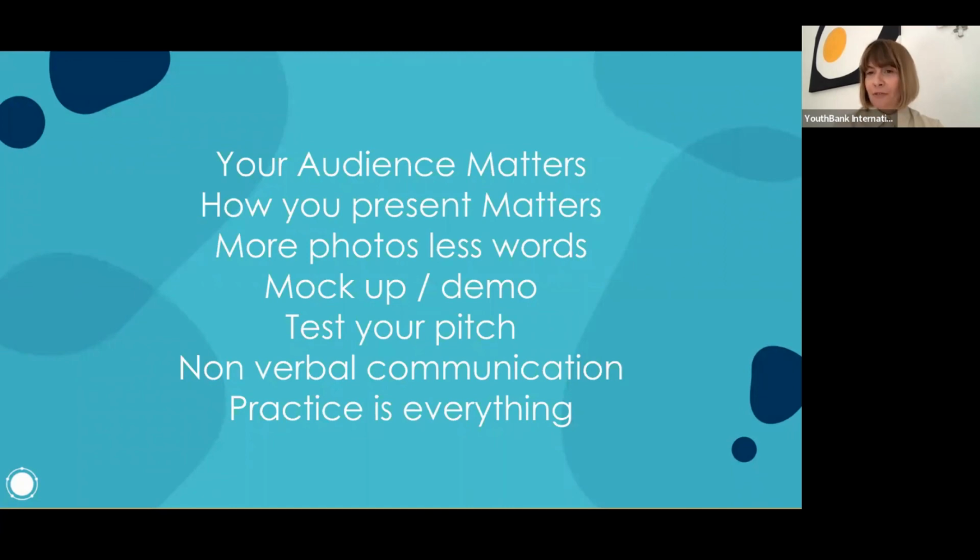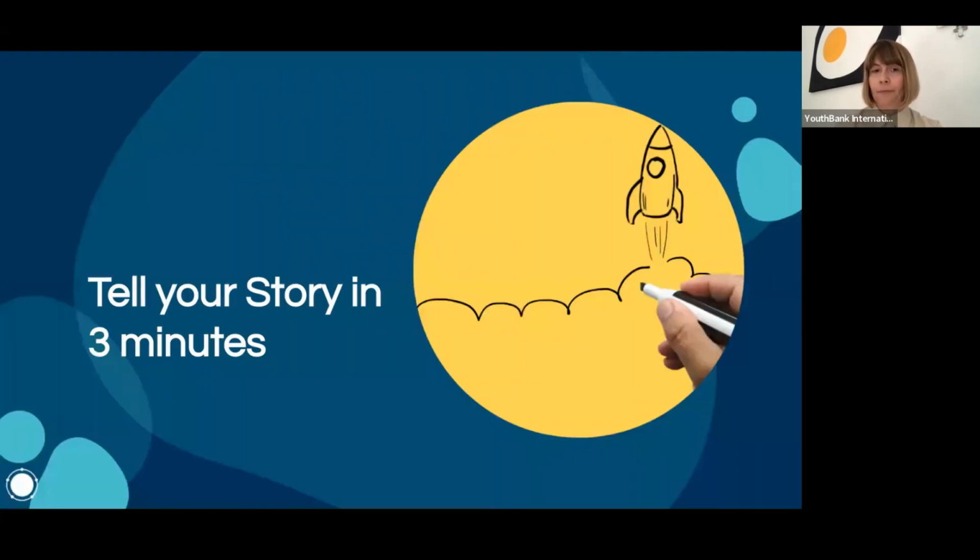And also practice is everything. So being secure, knowing what you need to say. And it's not about learning things by heart. It's about really saying confidently the things that you need to say.